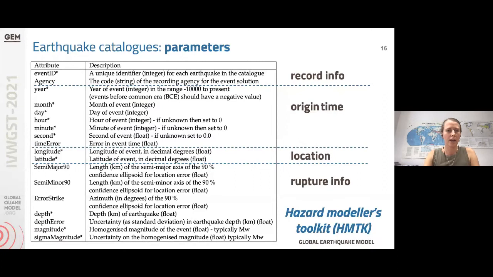Pictured here is an example of the attributes that are included in a catalog, in this case using the format of the hazard modelers toolkit. This is just one way of compiling these data together. In addition to the origin time, the location, and the rupture information, there are also some fields that indicate some of the record information that is useful later on in the hazard analyses. Here I'm listing the agency that recorded the event, as well as a unique event ID that identifies that specific earthquake.